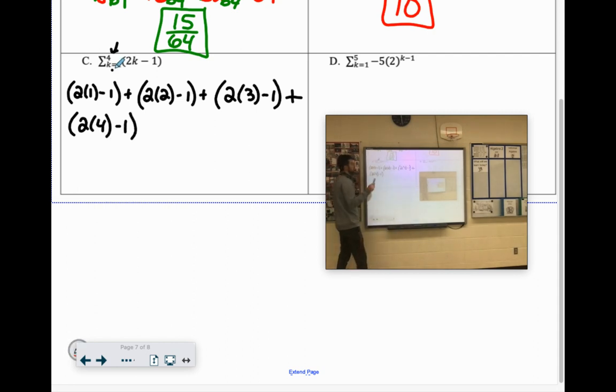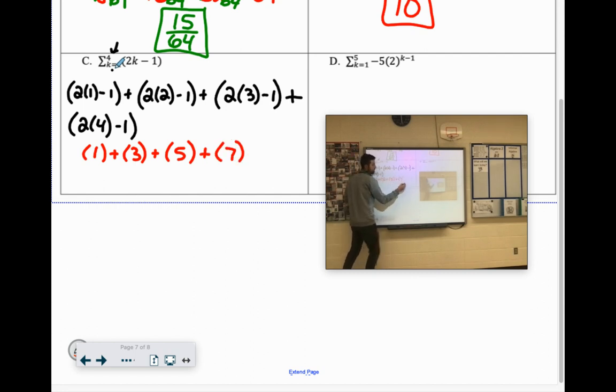Okay, here we go. 2 times 1 is 2, minus 1 is 1. 2 times 2 is 4, minus 1 is 3. 2 times 3 is 6, minus 1 is 5. And 2 times 4 is 8, minus 1 is 7. Let's work with our comfy numbers. I see 3 plus 7 is 10. 1 plus 5 is 6. So we have 16.